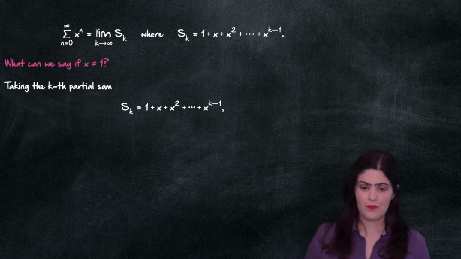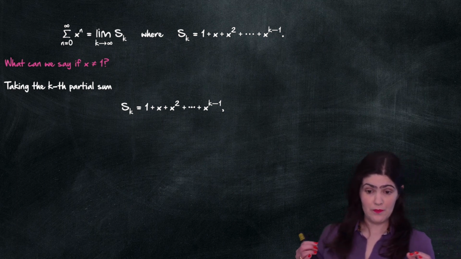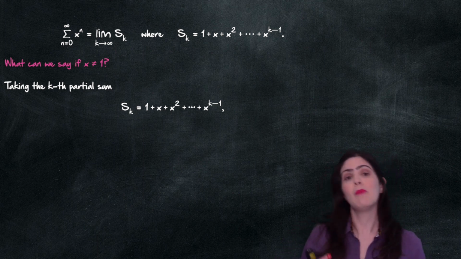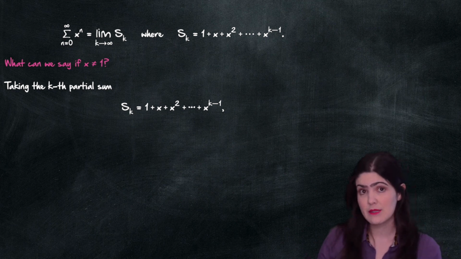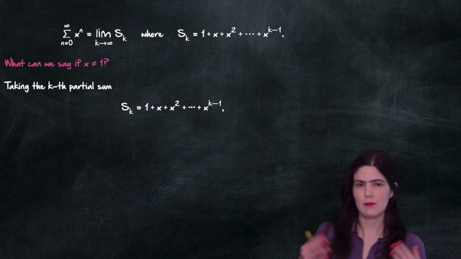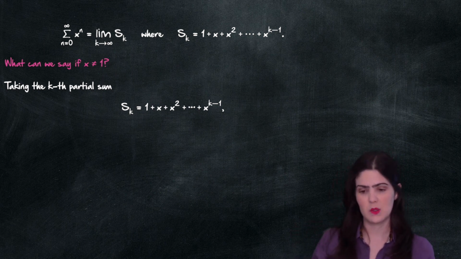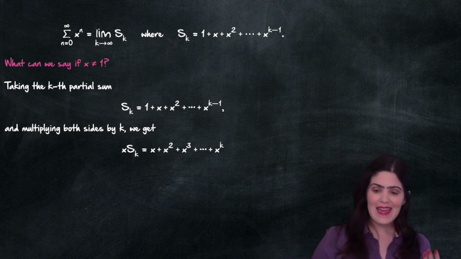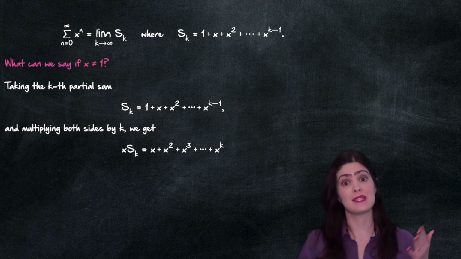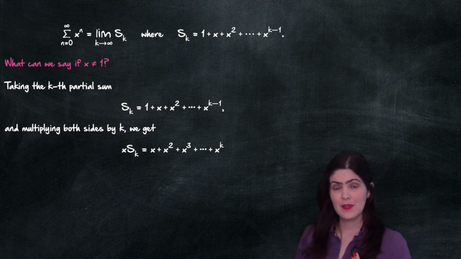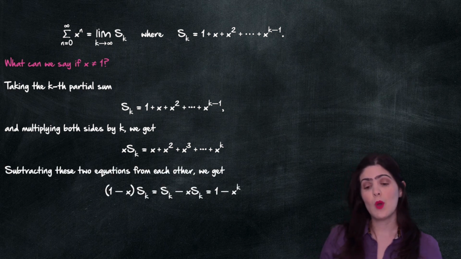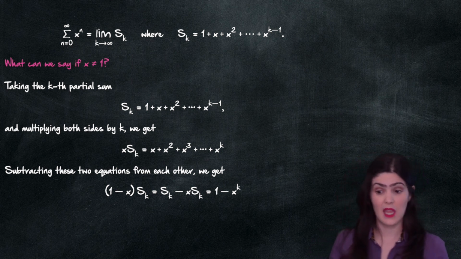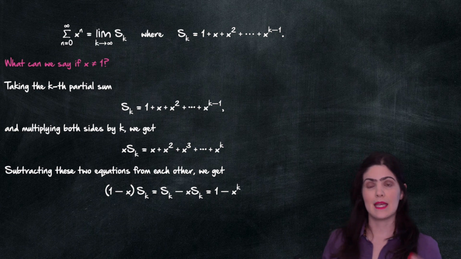Okay. So, we're going to look at the form of the kth partial sum. So it's 1 plus x plus x squared plus dot dot dot x to the k minus 1. Because remember, we wanted the first k terms, but our sum started at 0. Now, if I multiply both sides by x, we end up with x times sk is equal to x plus x squared plus x cubed plus dot dot dot x to the k. And I'm going to subtract these two, and we're going to have that 1 minus x times sk, which is the same as sk minus x sk, is equal to 1 minus x to the k.